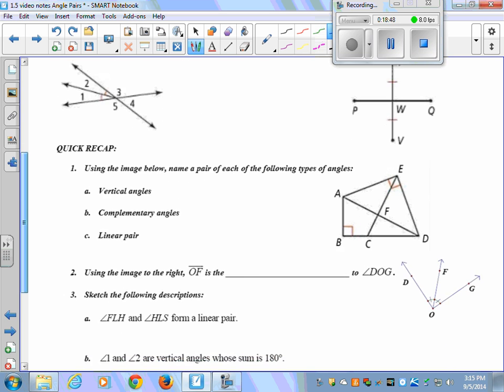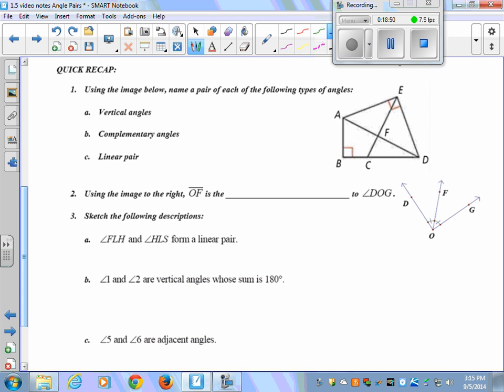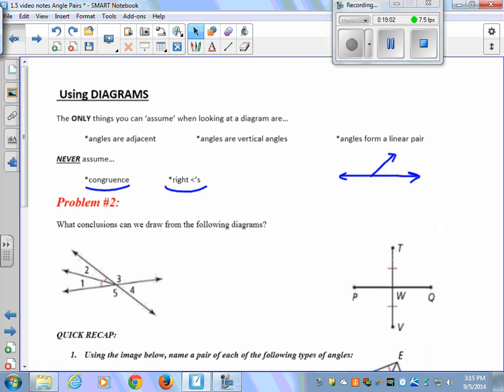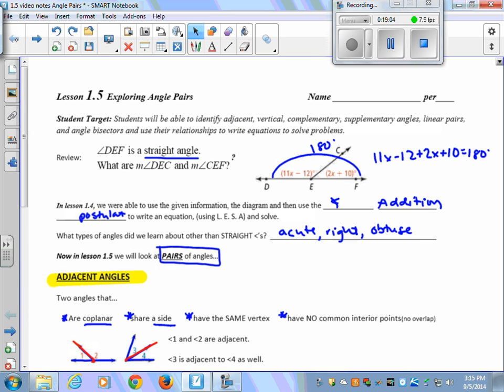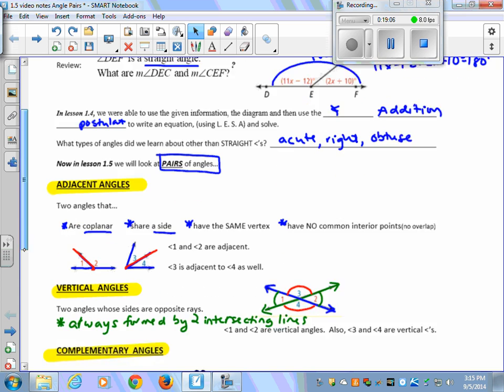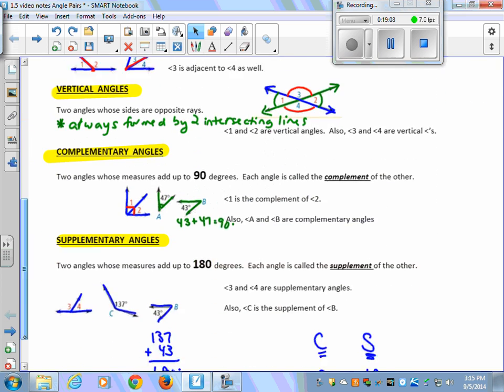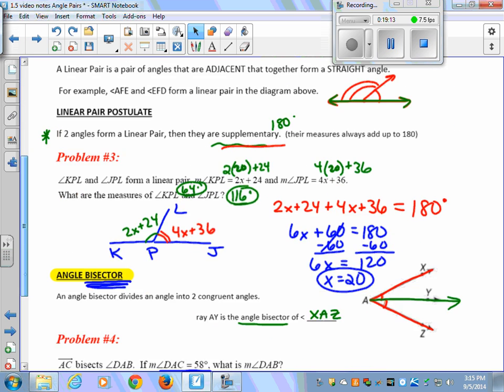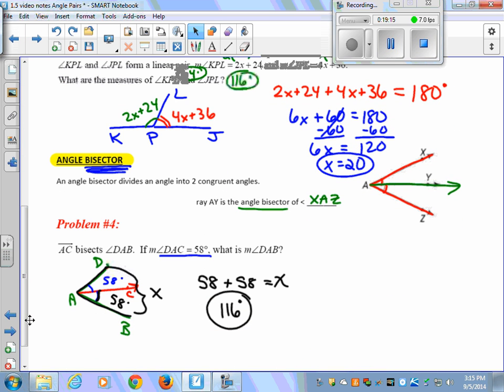Okay, so this quick recap I would like you to do on your own, and tomorrow in class we will go over those answers and see how you did. Just so that we are remembering, there are these angle pairs we learned: adjacent, vertical, complementary, supplementary, linear pairs, and angle bisectors. Those are the terms that you are required to know.